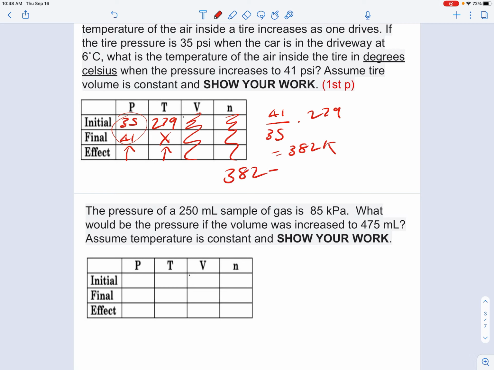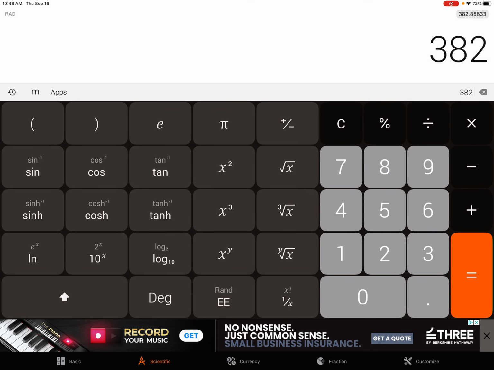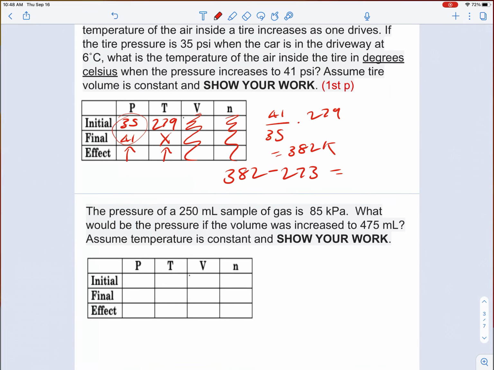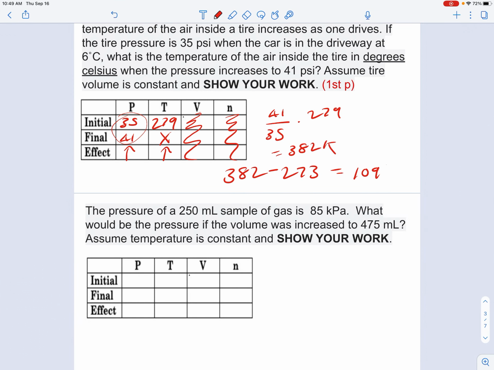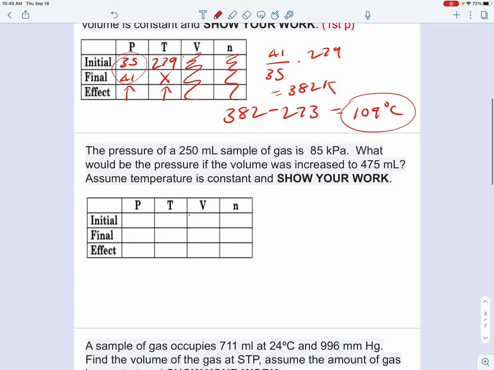So 382 minus 273 is going to give us our proper temperature in Celsius. So 382 minus 273, and we get 109. So 109 degrees Celsius. The numbers in the test are different, but this is how you work this problem. All right, the next one.